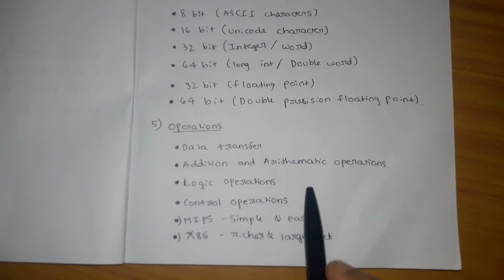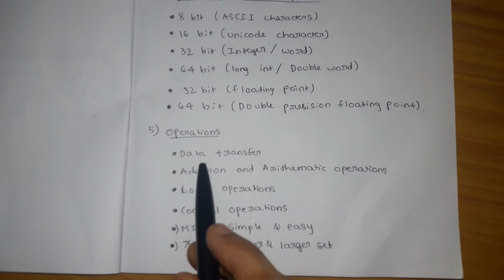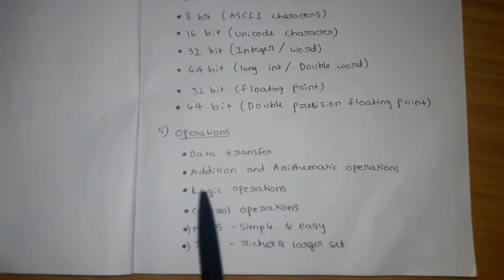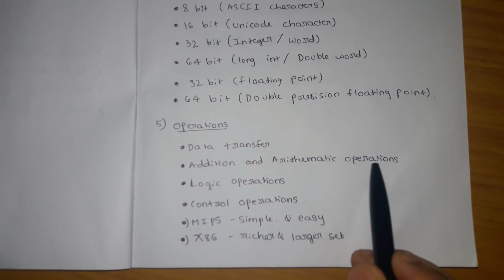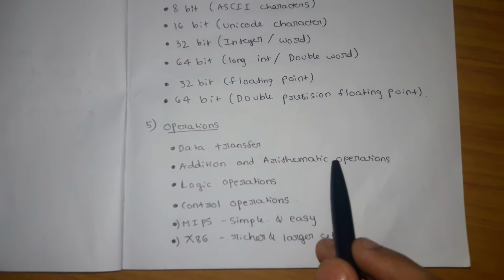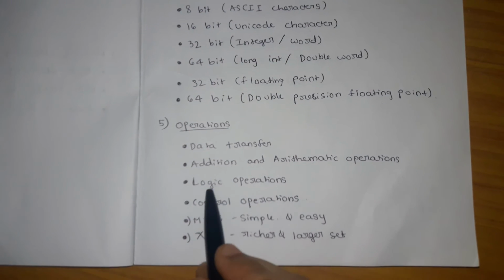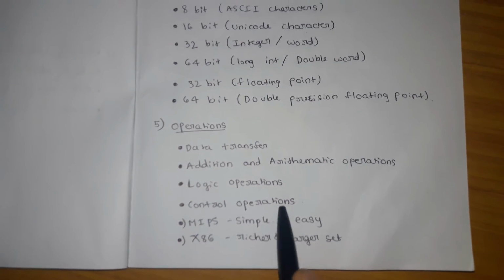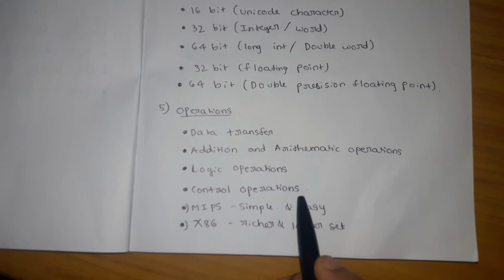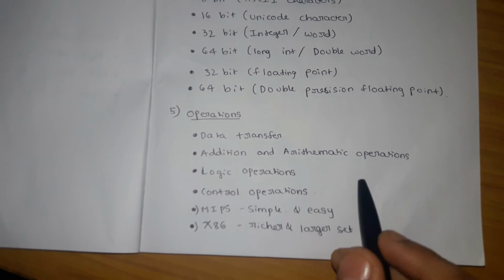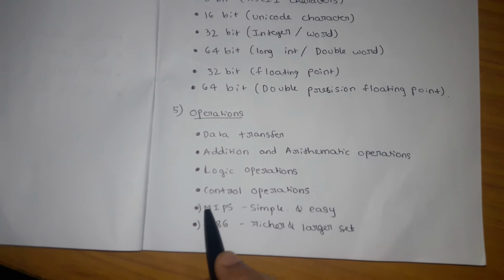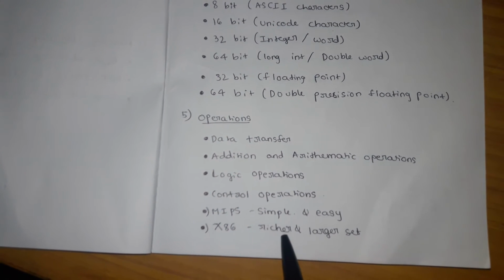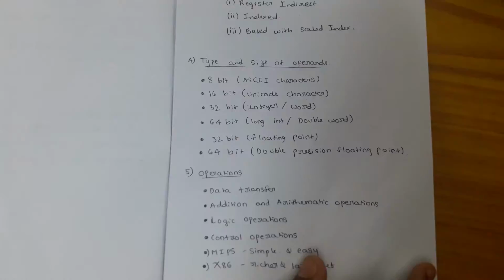Fifth one is operations. There are 4 types of operations. Data transfer operation, which transfers data from one memory location to another. Addition and other arithmetic operations, which perform arithmetic operations on the operands. Logical operations, which perform logical operations. Control operation, which can perform control operations and also determines the flow of code. MIPS is simple and easy to operate, but x86 is richer and has a large set of instructions.